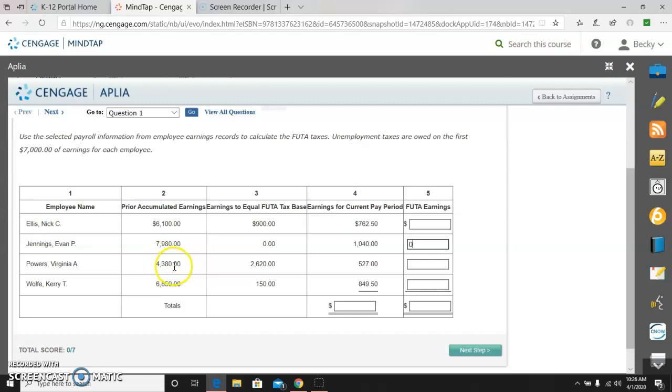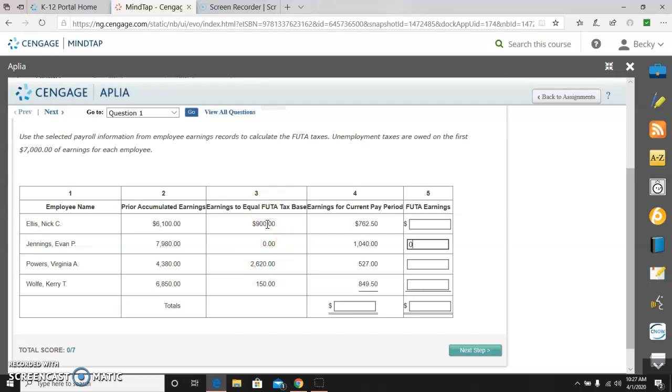And then Virginia is at 4380, and so it's another 2620 to get to 7,000. And then Cary, it's another $150 to get from 6850 to 7,000. So that's how they came up with the earnings to equal the FUTA tax base.